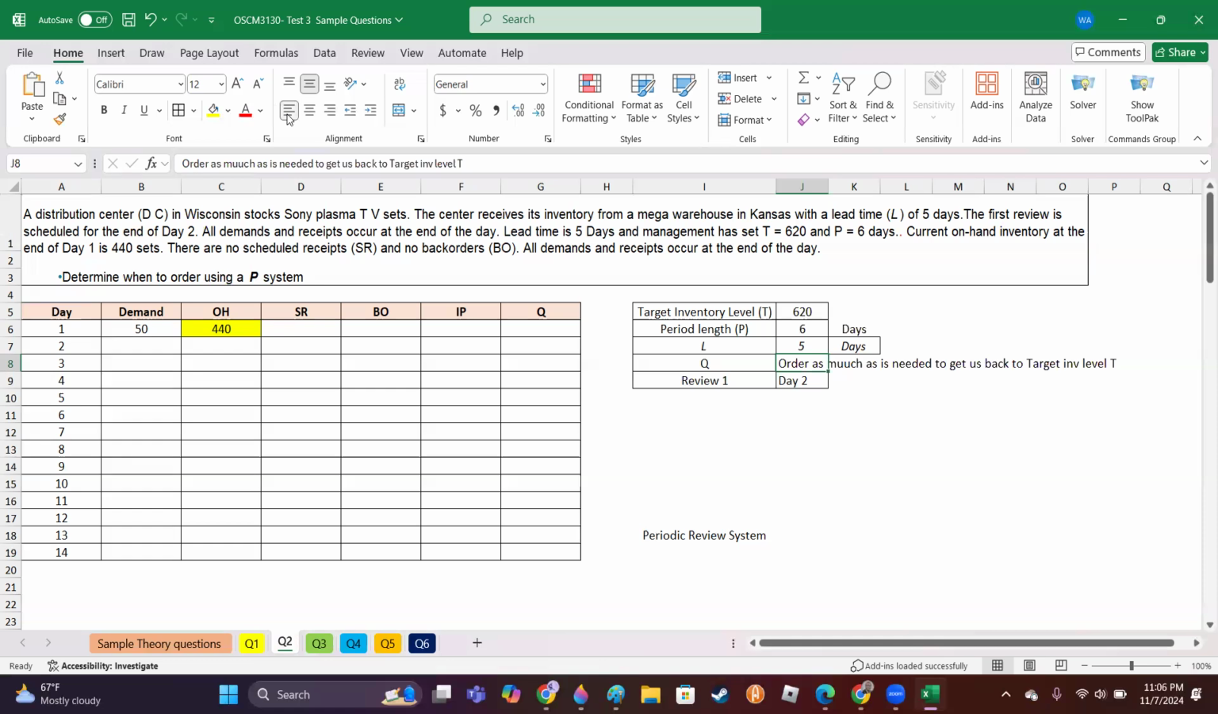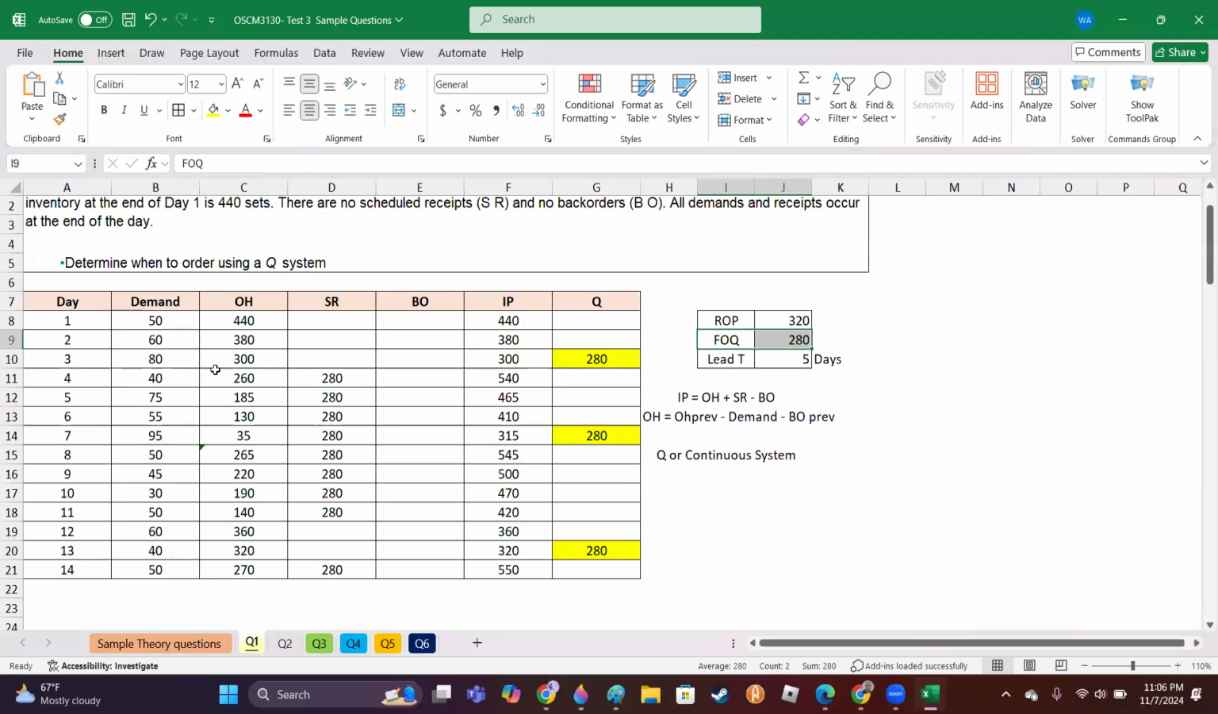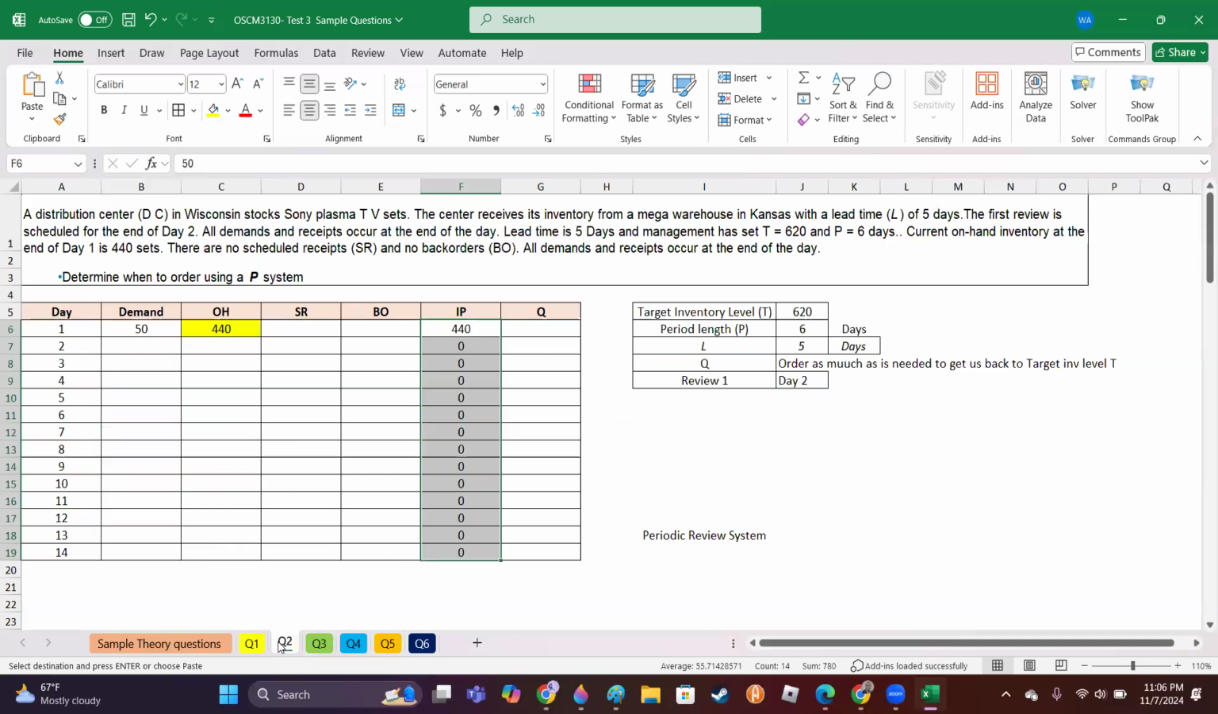Let's go ahead and try to put together this table. I'm going to again start with my inventory position column. My inventory position formula here was equal to our on hand plus scheduled receipts minus your back orders. I'm going to drag that all the way to the bottom. I needed to copy this column over because we're using the same data. Our demand data here is missing.